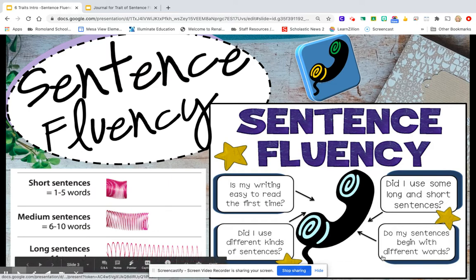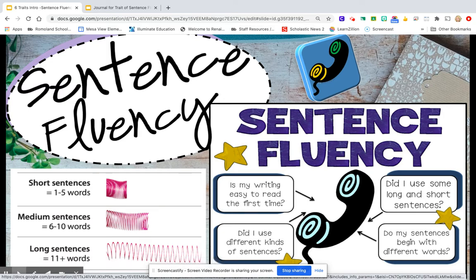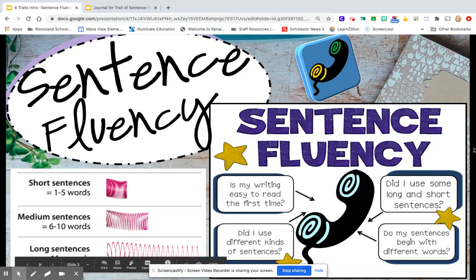And then finally, you want to make sure that your sentences begin with different words. So imagine if I had a paragraph that I was writing and I said, I like pizza. I like roller skating. I like going to the beach. Isn't it kind of boring, and doesn't that kind of sound like a robot? We need to change up the beginning of those sentences to make it sound better as we read it.